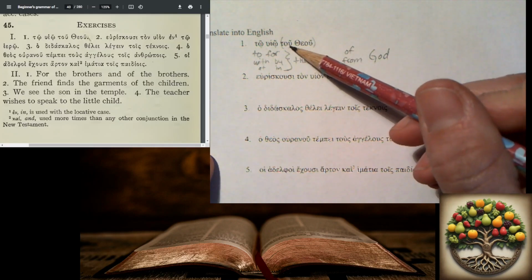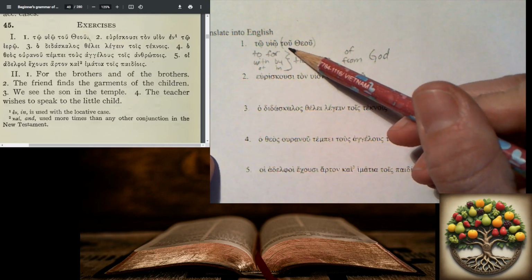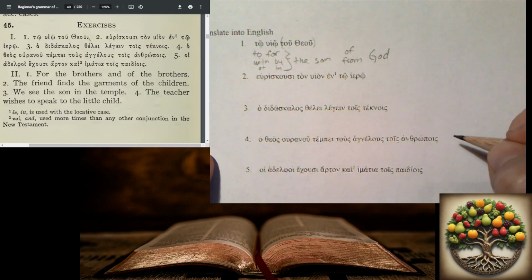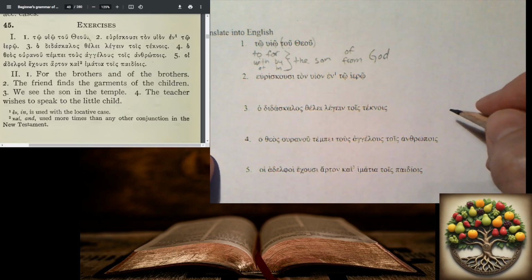At the beginning, you don't really know why you don't translate the word the because it says the, but something I heard one of my professors say when I was in a second-year grammar class is that the genius of Greek is the definite article. And as you get to work with the language a little bit more, you'll probably see that.